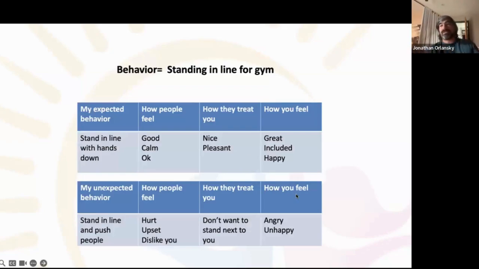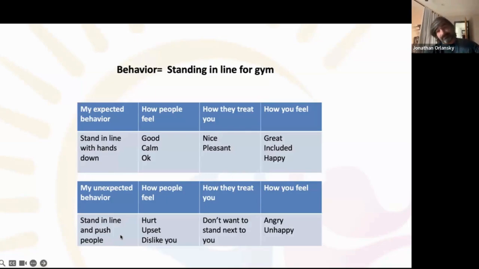Standing in line for gym. To take a new one, same concept. My expected behavior: stand in line with hands down. How people feel: good, calm, fine. How they treat me: very nicely. And how I feel: I feel great, included, and happy.